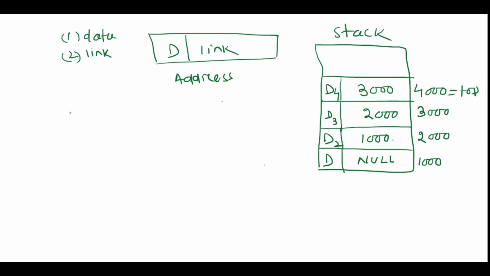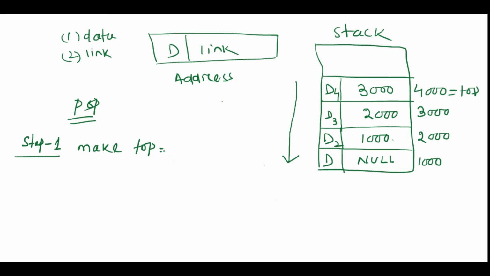Next, let us see how to implement the pop operation. You always have to pop the element from top to bottom, or remove the element from top to bottom, and it has two steps. The first step is make top equal to the previous node, and step 2 is delete the node.